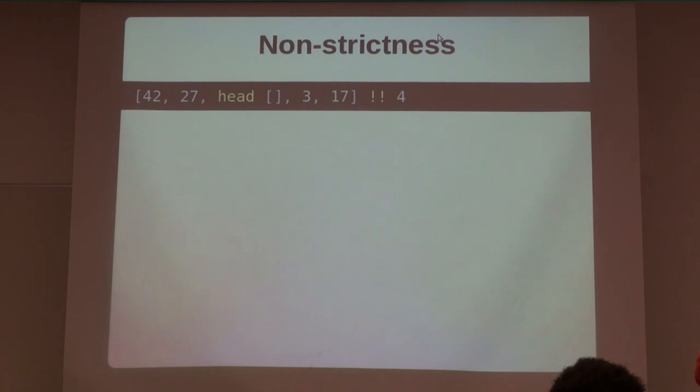Another thing that non-strictness allows us to do is, as well as pass error values into functions, we can also put error values into data structures as well. So this is a list that contains the head of an empty list, which if you tried accessing that would cause you an error. Now, because in this particular expression we're completely ignoring that third element of the list, it doesn't matter that we have an error value in there. We can still get a useful value out. Does that make sense? Yes? Good.